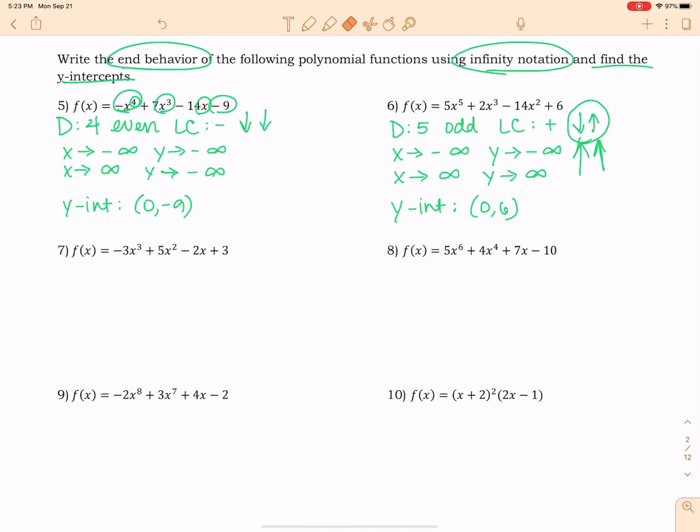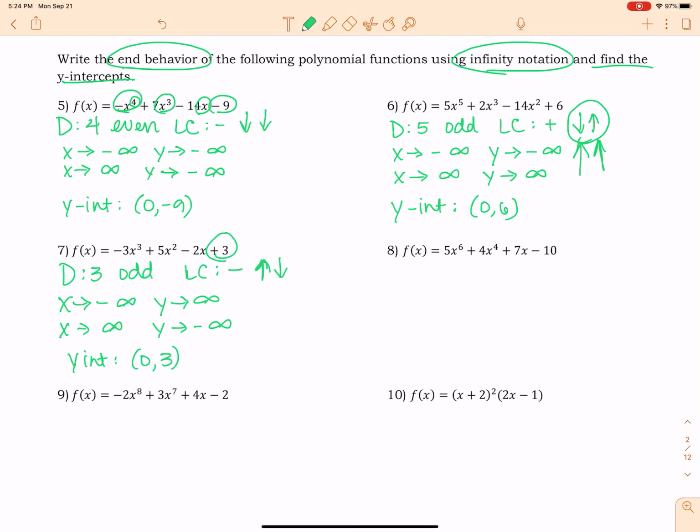The degree is 3. So that's odd. And my leading coefficient is negative, so that means that my end behavior is up, down. So as x approaches negative infinity, y approaches positive infinity because it's up. As x approaches positive infinity, y approaches negative infinity. My y-intercept is 0, positive 3.